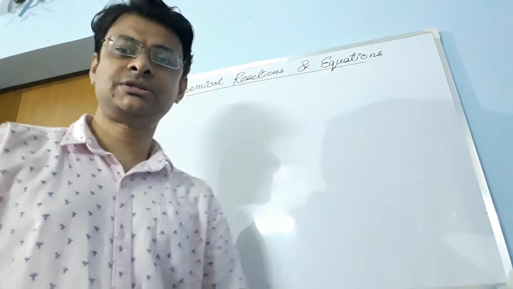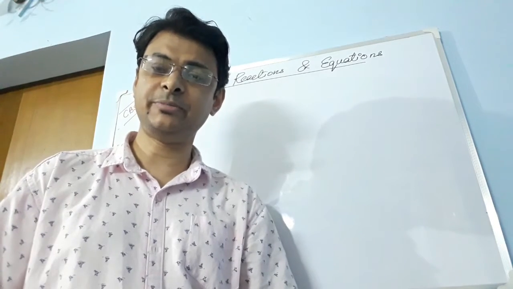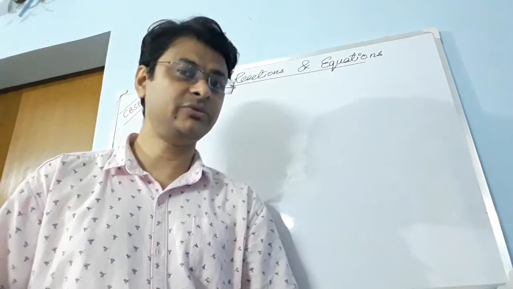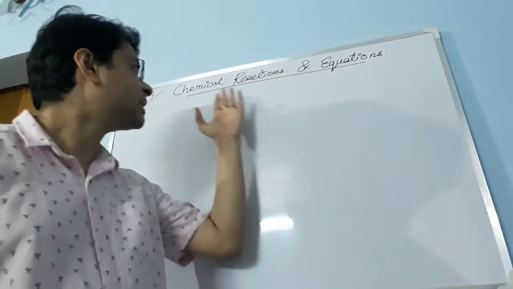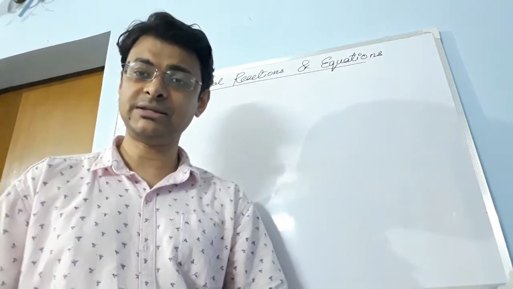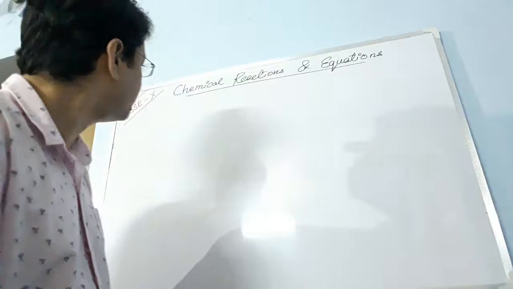Hello students, this is the very fast lecture on chemistry, CBSE class 10 syllabus. The first chapter that we are starting from is chemical reaction and equation. This is a small and easy chapter and I will complete the entire chapter.